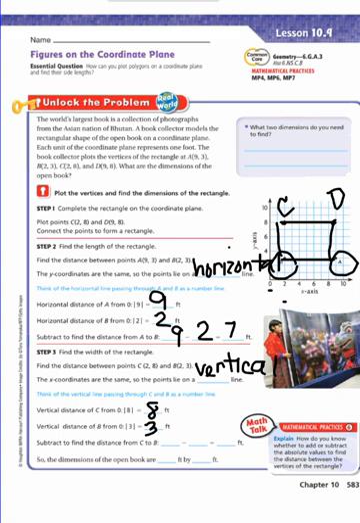Subtract to find the distance from C to B. C is 8. B is 3, so the distance between the two equals 5 feet. So the dimensions of the open book are 7 by 5.